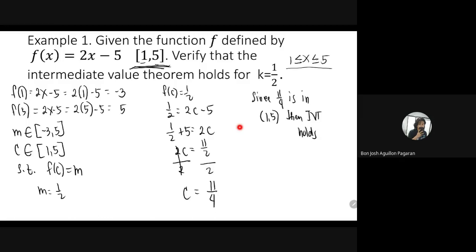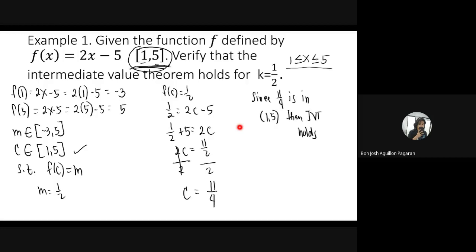Now, what I am trying to examine here is that here I use the bracket. However, in my answer, I use the parenthesis. Please be very careful with the symbol that you are going to use. The conclusion will be, our assumption kasi is that there is C in between 1 and 5. So ano yung C na tinutukoy natin here? There is C, an element in the closed interval 1, 5. So we are going to find what is that C in between the closed interval 1, 5. And we were able to come up with 11 over 4.